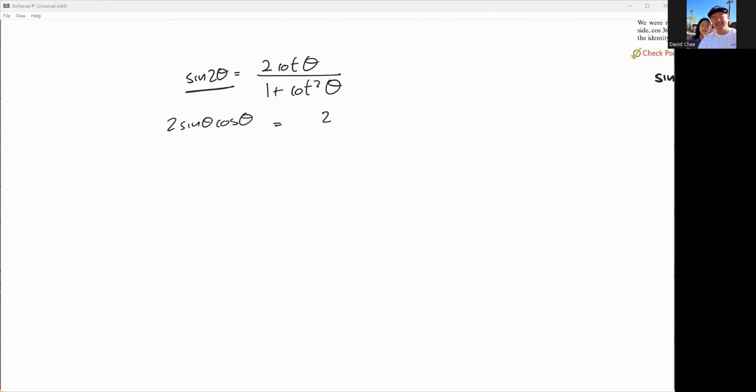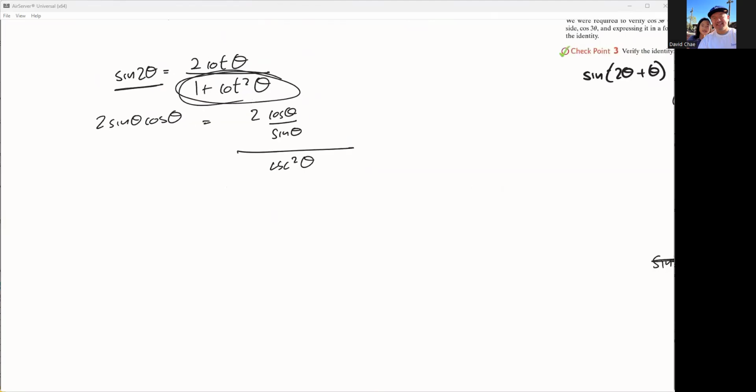So this is cosine theta over sine theta, right? All over, what do you guys recognize with this? Is cosecant squared theta, right? If that's cosecant squared theta, then that means this is 2 cosine theta over sine theta, all over 1 over sine squared theta. You see that?